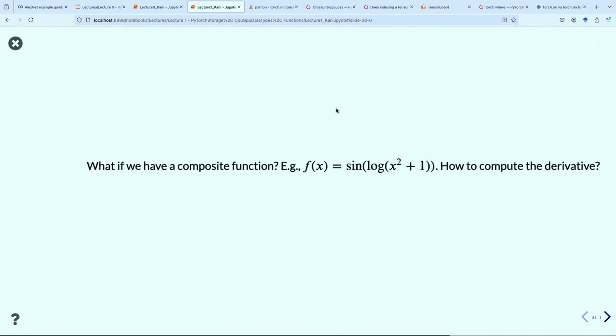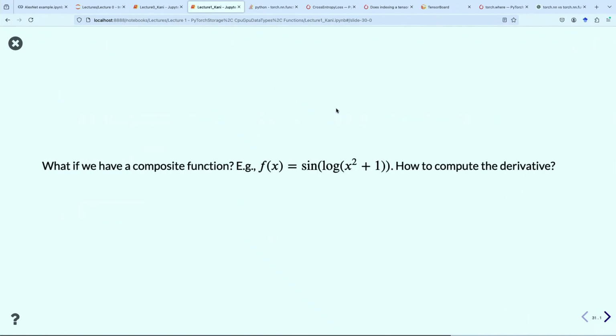Okay. And so, what if we have a composite function? For instance, as we're going to discuss more, a deep neural network is one activation function feeding into another activation function, feeding into another activation function, feeding into another activation function. So the output is going to be a composite of multiple activation functions, right? So how do we calculate the derivative of a composite function? Well, it's the simple chain rule, right?